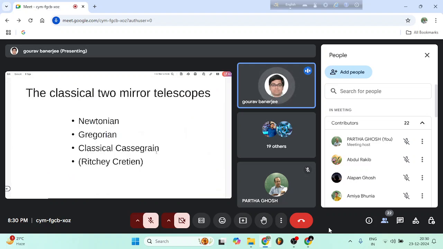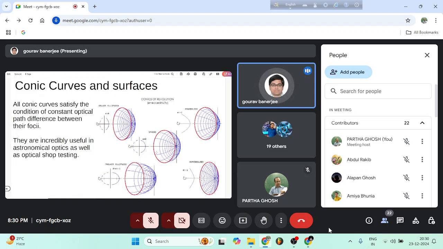But before we can talk about reflective telescopes, we have to talk a little bit about conic curves. Conic curves are important for optics because they have a very unique property: the optical path length is conserved between the two foci of a conic curve. Basically what it means is that if you have an object at one of the foci of the conic curve, or the conic surface of revolution, then automatically the image is at the other focus.